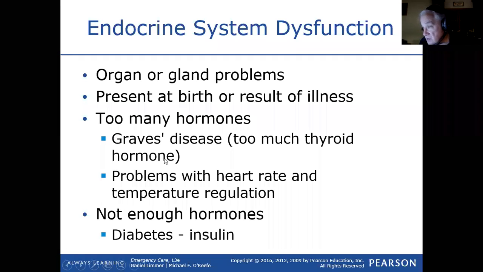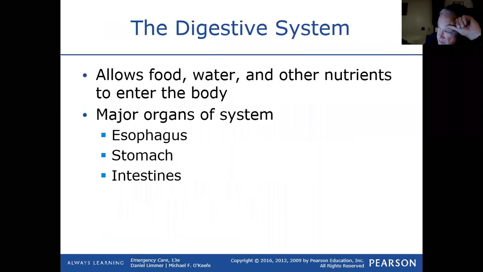Too much of a hormone is Graves' disease, where the thyroid is sending out too much. You ever see people where it looks like their eyes are bulging out of their head? That's something you see in Graves' disease. So there are all different types. The only endocrine emergency we really talk about on an EMT level is the insulin problem in diabetes, okay?